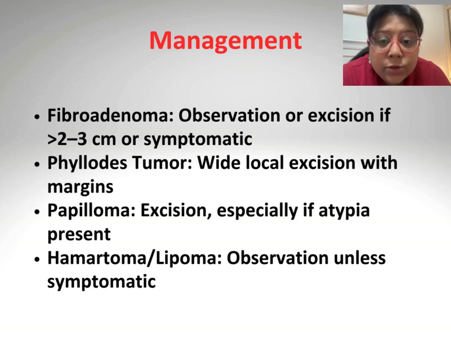Talking about the management for fibroadenoma, it's kept under observation, and excision is done if it is more than 2 to 3 centimeters or it is symptomatic. Phyllodes tumor, wide local excision is done with margins. Papilloma is excised especially if atypia is present. Hematoma or lipoma, observation is done unless symptomatic.